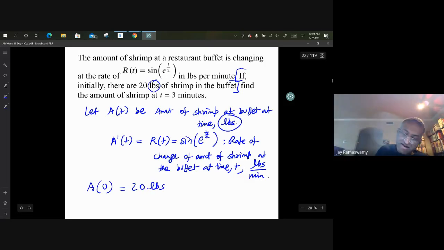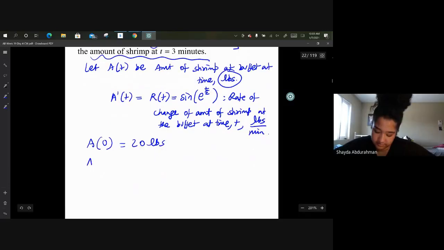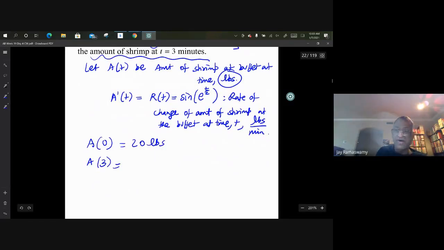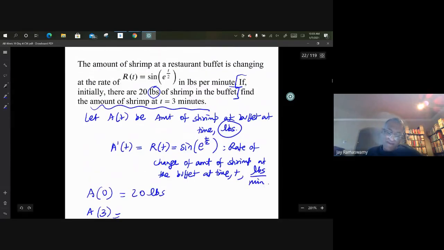And now, let's read the last sentence. Find the amount of shrimp at 3 minutes. What are they asking for in notation? A of 3. Is everybody okay so far? Okay, because I'm aspiring to be a good teacher, I want you to read the paragraph and look at what we wrote by yourselves. Give it 30 seconds. Do not speak. I'm in no rush. Feel free to ask me clarifications.